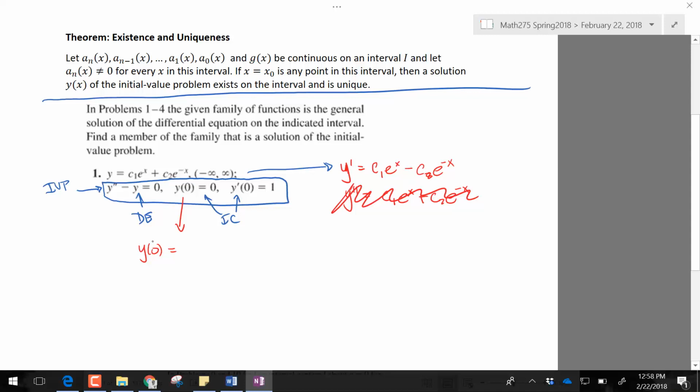Let's put 0 in for x. y of 0 is supposed to be equal to 0, but this is your y function here. So we get c1 plus c2 is equal to 0, right? And then our first derivative evaluated at the initial point is going to be equal to 1. And the first derivative is this expression, so there's a negative sign.